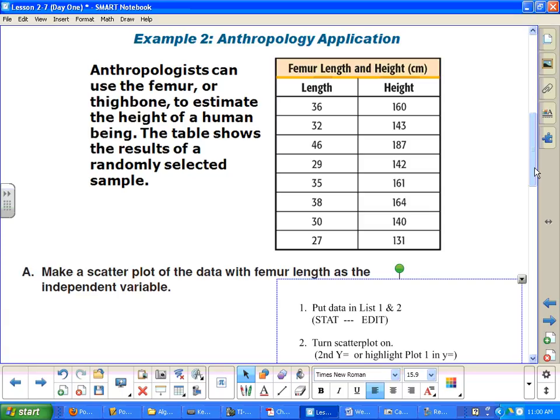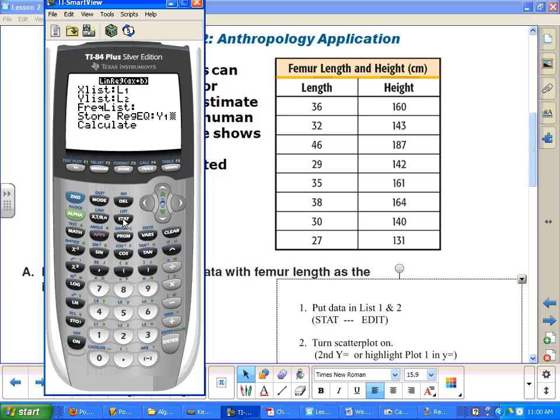So here we have an anthropologist can use the femur or thigh bone to estimate the height of a human being. The table shows the results of a randomly selected sample. So we go to Stat and Edit to put the numbers in a list. Oh, yep, we did. They're already there. So these were the numbers we were working with yesterday. We'll give those of you who don't have it in there a chance to put it in. So these are going to be in your list 1, and these are in list 2.